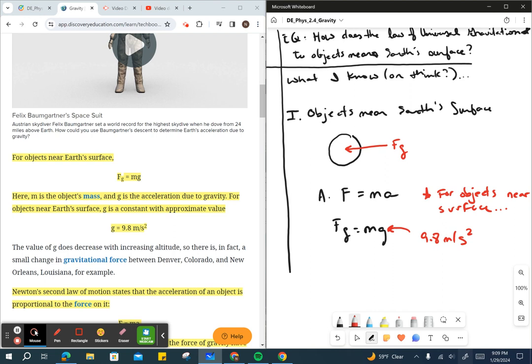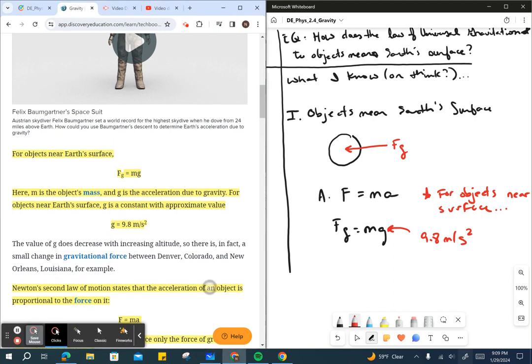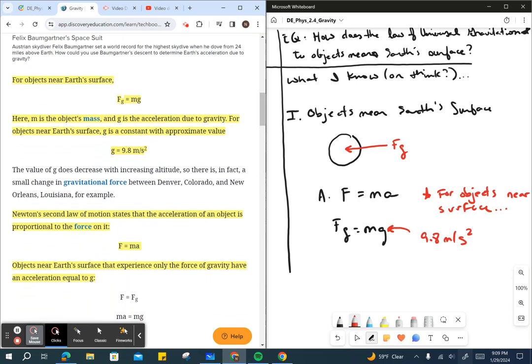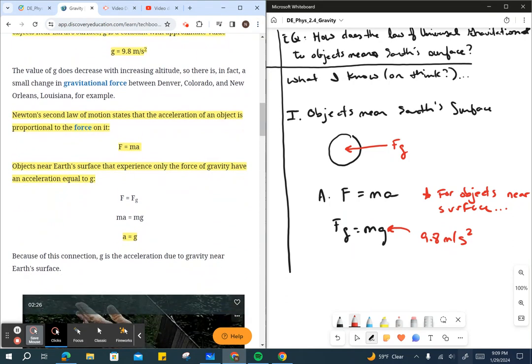Okay, so force equals mass times acceleration. Where you are close to Earth, we can substitute acceleration for 9.8 meters per second squared. And I imagine in this particular case, we could say that a is equal to g.